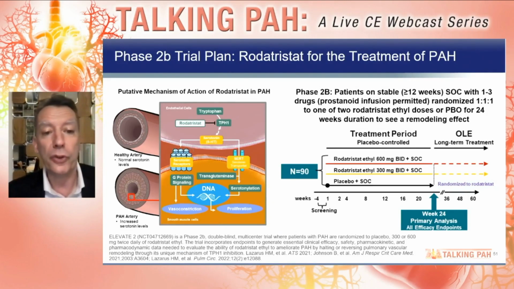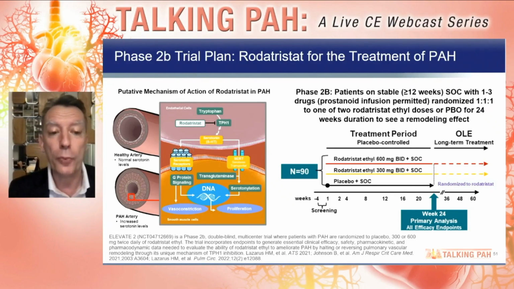Regarding the serotonin pathway, there is a tryptophan hydroxylase type 1 inhibitor, namely rodatristat, which is currently analyzed in a phase 2b study. And we should have data on this oral drug later this year. So this is another promising pathway.